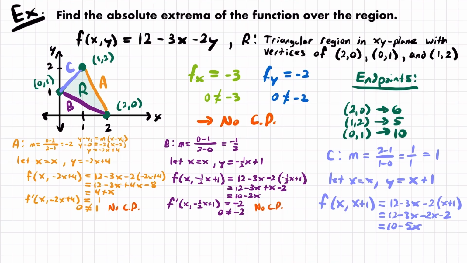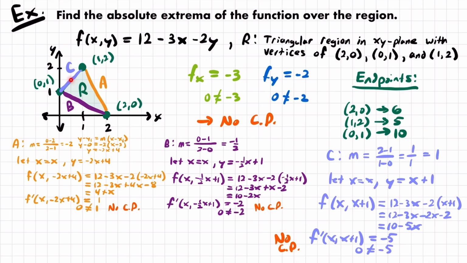And then to find the critical points, you want to take the derivative of that. And again, we will just get a constant like we did for the other boundaries. The derivative of 10 is 0, and the derivative of negative 5x is negative 5. So setting that equal to 0, you get 0 equals negative 5. That's not a true statement. So just as with the other boundaries, we do get no critical points along boundary C. Okay, so there's no additional points for us to check.